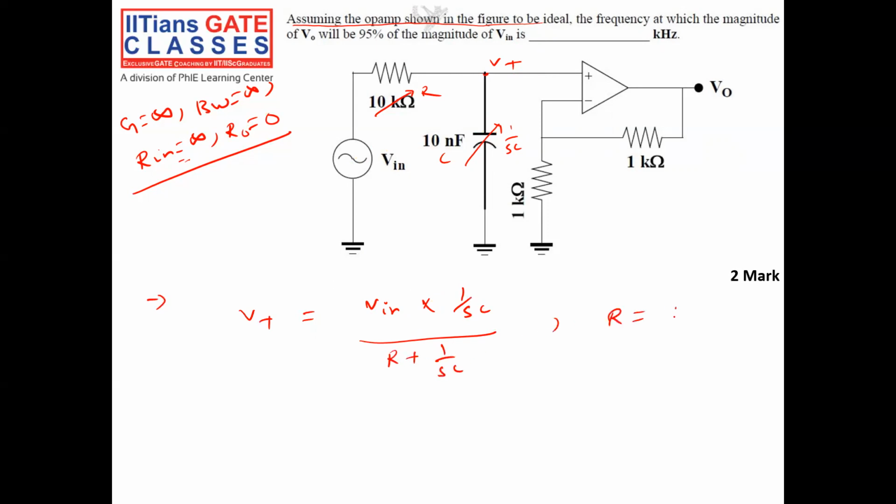Here R is equal to 10k and C is equal to 10 nano. So this implies V positive is Vin divided by (1 plus SCR). And S is equal to j into omega, so Vin divided by (1 plus j omega RC).